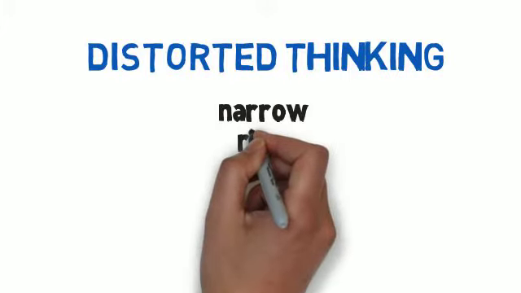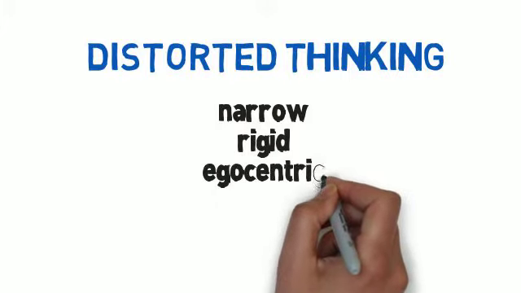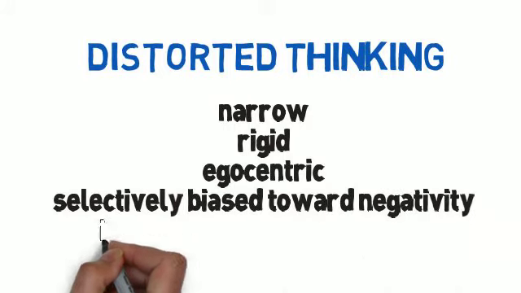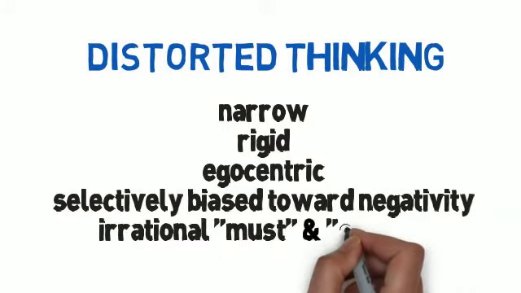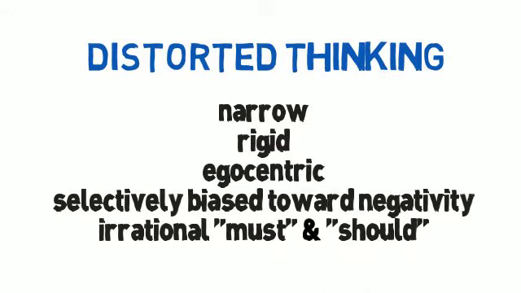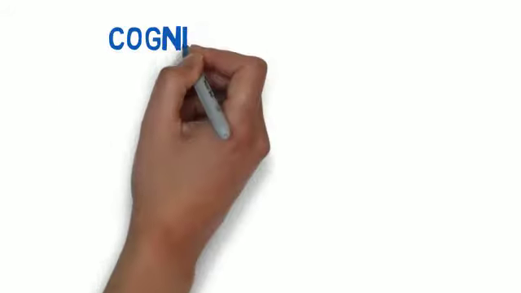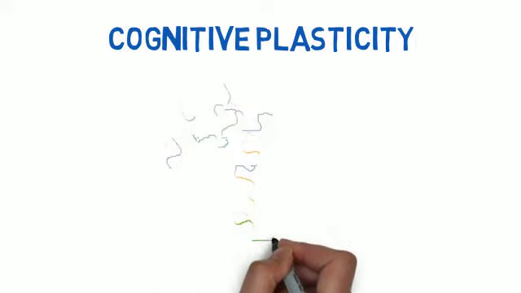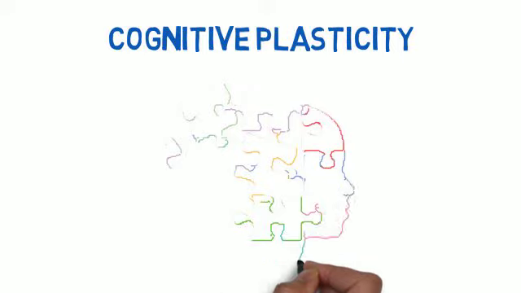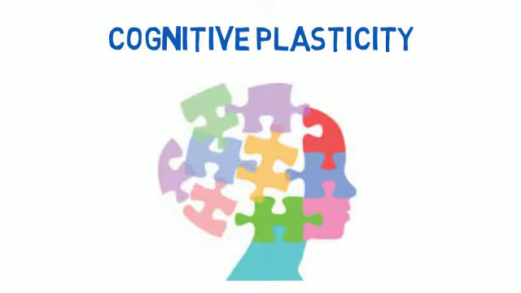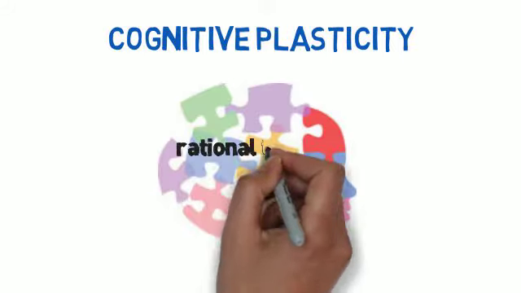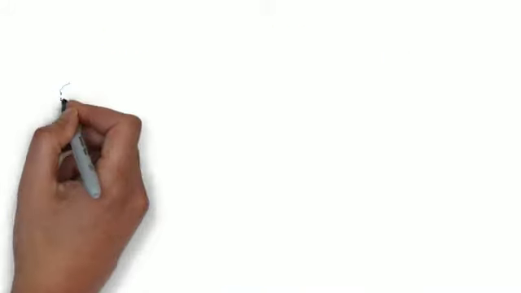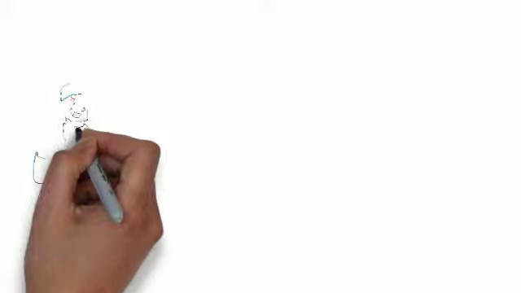Distorted thinking presents itself in many forms. It is predominantly narrow, rigid, egocentric, and selectively biased toward negativity. An irrational belief that one rigidly must and should experience life in a specified manner is another common form of distorted thinking. Cognitive plasticity is the belief that thinking processes and established cognitive content can be altered with effort and persistence. It teaches people to use rational thought, logic, and empiricism to recognize and reform distorted thinking.